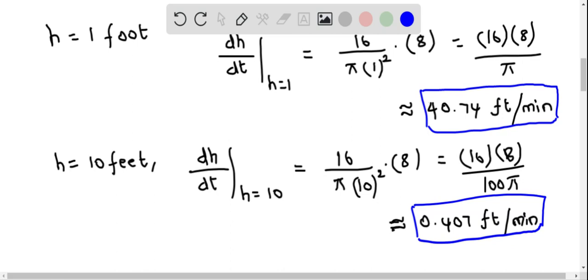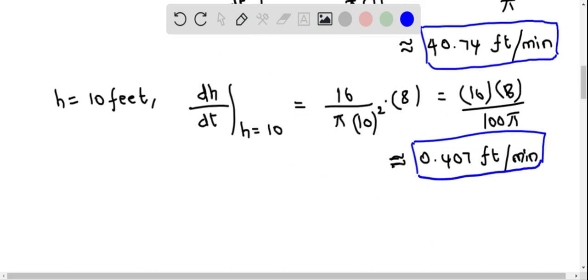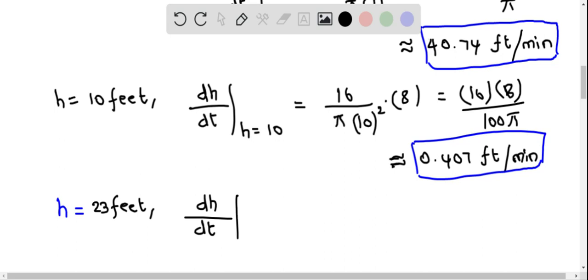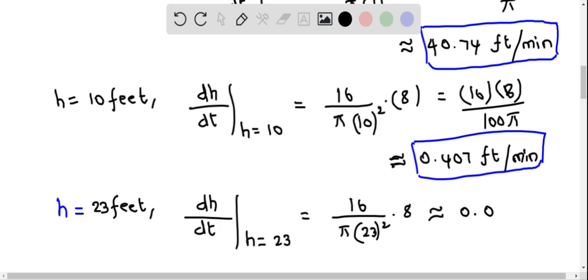Now let's plug in h equals 23 feet into dh/dt. So we put h equals 23 feet into dh/dt. Therefore it becomes dh/dt when h equals 23, and this equals 16 over pi times 23 squared, times 8. We can plug this into the calculator, and when we do that, we get approximately 0.0770, and this is also in feet per minute.